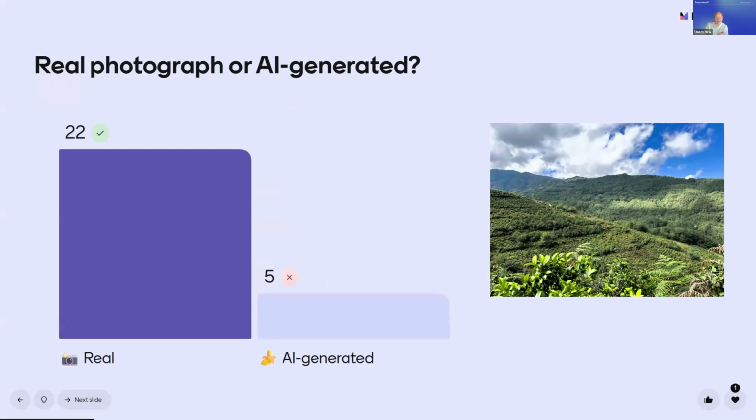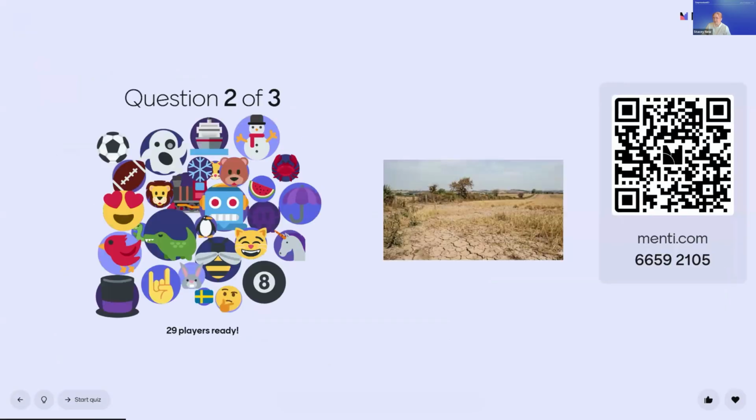Okay, most of you voted real, and that's quite nice to see. This is an image that we took when we went to visit tea gardens in China. So I can tell you for a fact that that is a real photo. So well done to those of you who spotted that that was real. On to the second image.